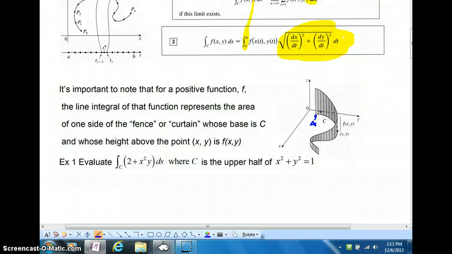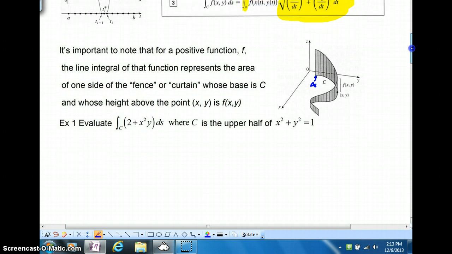So it's important to note that for a positive function f, the line integral of that function represents the area of one side of a fence or a curtain whose base is curve C and whose height above that point is f of x comma y, which of course is a z value. Okay, so you could say, here's my z value, and perhaps even if you thought about it coming from a surface, as we're tracing that out on that curve, you can see that all of these z values up on top would be the top of the fence, if you would. And we're just going to add up all these rectangles' areas. That's what we're doing. So, with no further ado, let's take a look at an exact application.